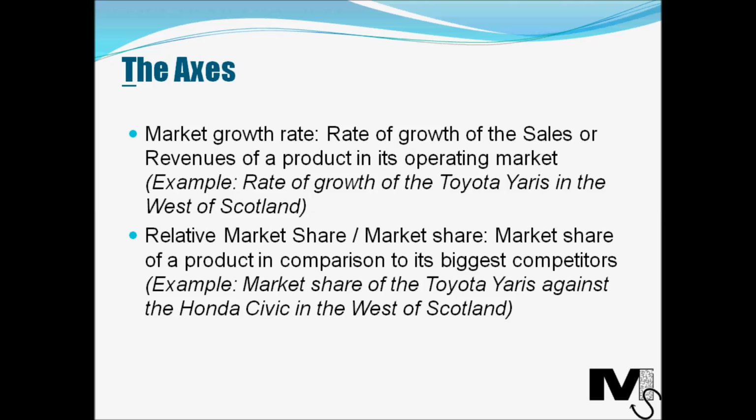So coming back to the axis, the first axis you'd see, which is on the y-axis, is the market growth rate, and it is basically the rate of growth of the sales or the revenue of any particular product or a brand in a company's portfolio in its operating market. So if we look at the automotive industry, for example, in Toyota's case, it would, for instance, be the rate of growth of the Toyota Yaris in a particular market, say the west of Scotland in the UK.